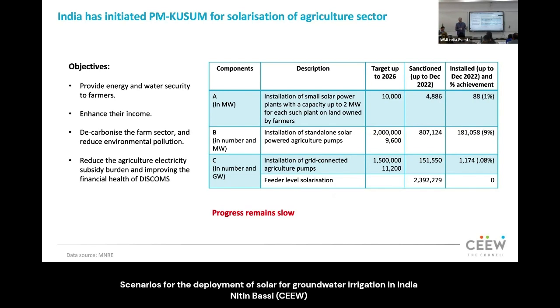Of course, we are moving towards solar. And of course, reduce the agriculture subsidy burden and also the losses which discoms are incurring. I mean, we have seen in the previous slide. It has three components, component A, B, C. A is about installation of small scale power plants up to 2 megawatt capacity.